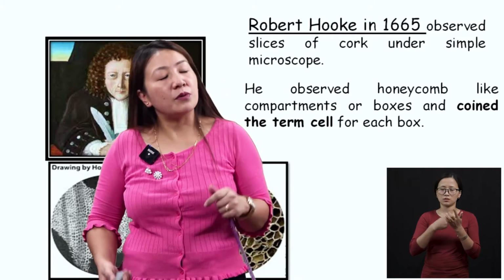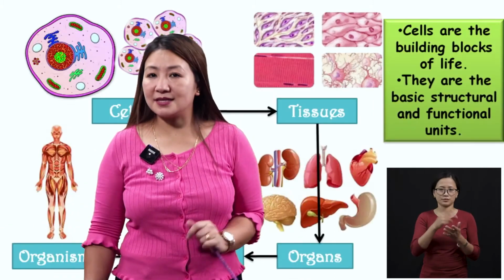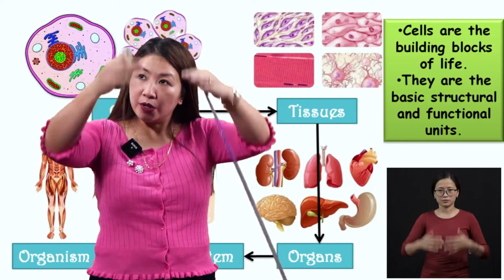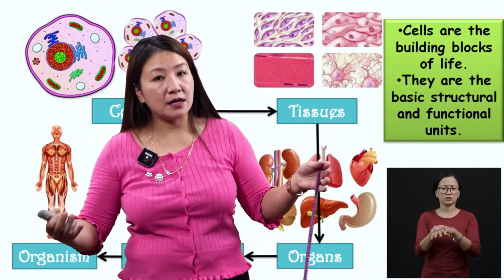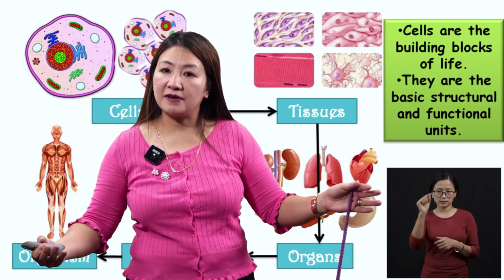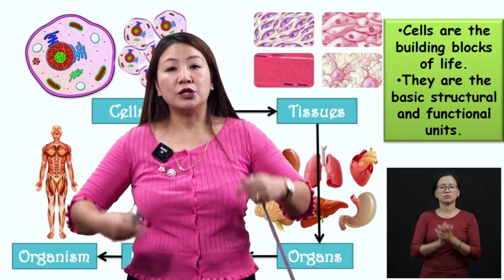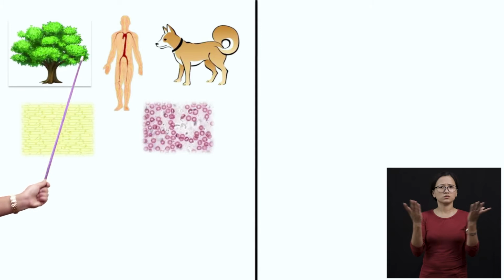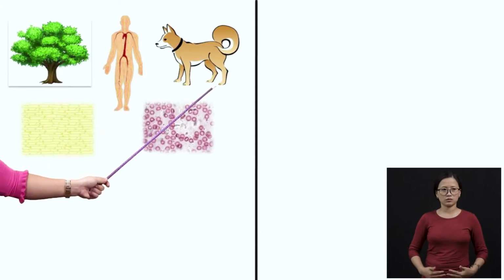All right, so we were talking about the cells. Yes, so a complete organism, me, you, the trees, the animals, are made up of cells. Cells are the building blocks of life. They are the structural units and the functional units. Now here in this picture, what can you see? You can see a tree, a big tree, an organism, a dog.